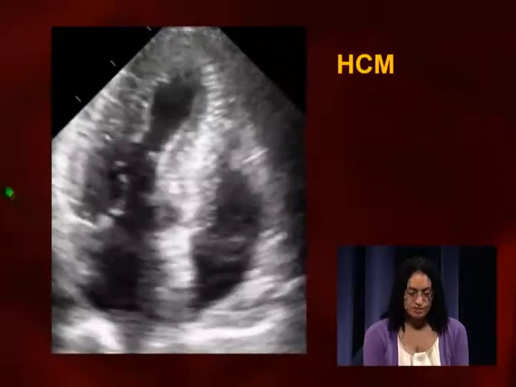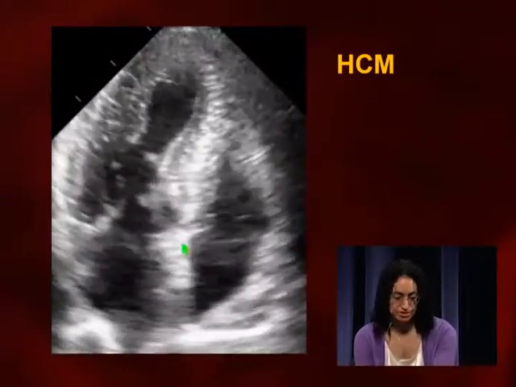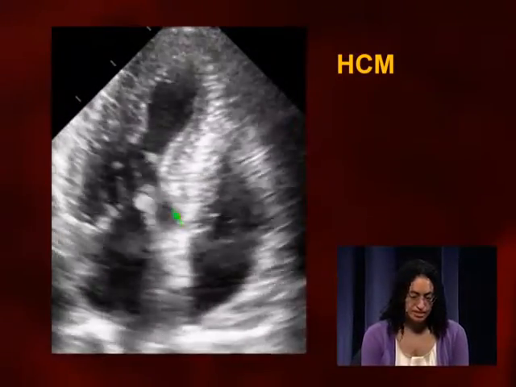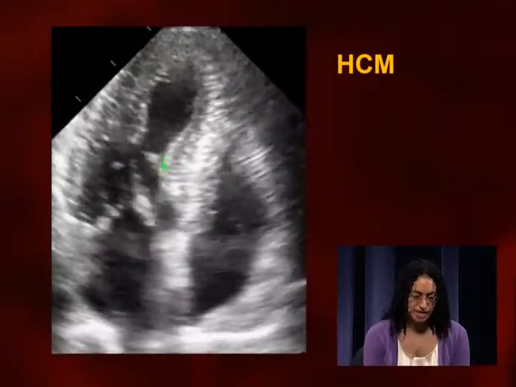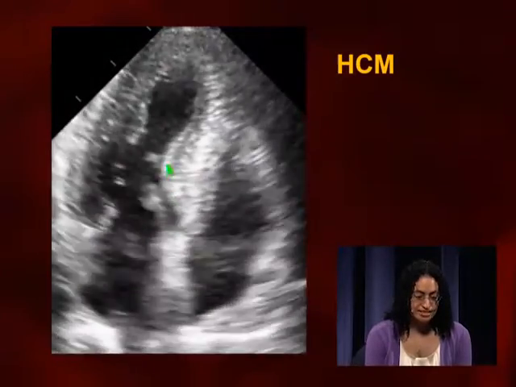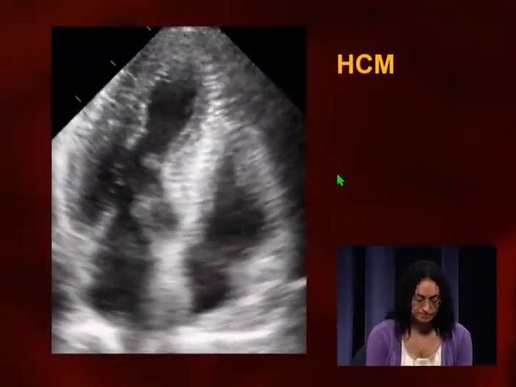Okay, so this is what it would look like on echo. Again, you're not expected to interpret this image, but just so you have a mental image of it, this is the interventricular septum, and you can see this knob coming out into the left ventricular outflow tract, jutting into the left ventricle. That's hypertrophic cardiomyopathy. That's asymmetric left ventricular hypertrophy here with the septum.